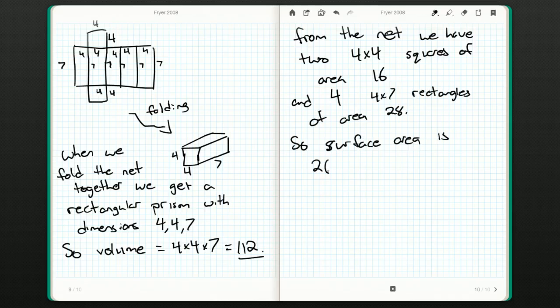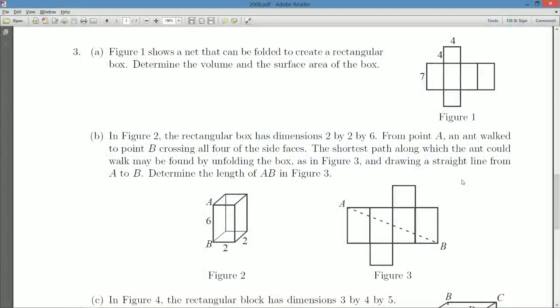So the surface area is 2 times 16 plus 4 times 28, so that's 32, plus 4 times 28, so that's going to be 144. So we got 112 for the volume and 144 for the surface area. And that's all we were asked for in part A.